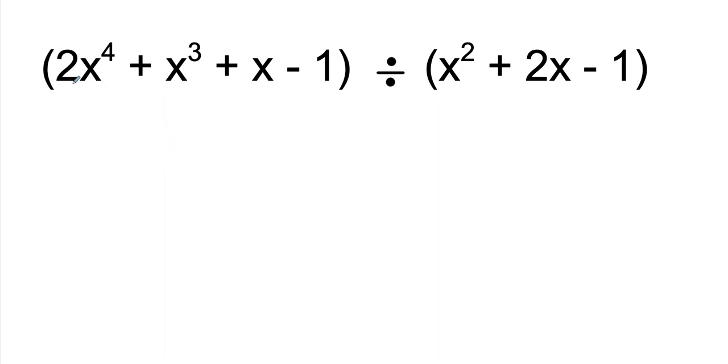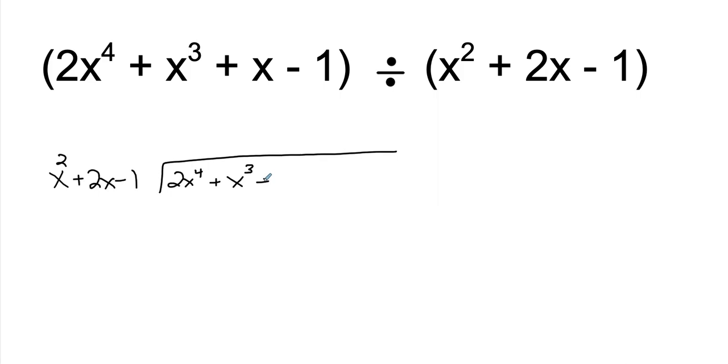Okay, so we have 2x to the fourth plus x to the third plus x minus 1 divided by x squared plus 2x minus 1. Go ahead and pause the video, give it a shot, come back for the answer. All right, so we're taking this divided by this. So our x squared goes in front. x squared plus 2x minus 1, and then our 2x to the fourth goes inside here, plus x to the third. What should come next? Well, we go 3 to 1, so we need a 0x squared plus x minus 1.